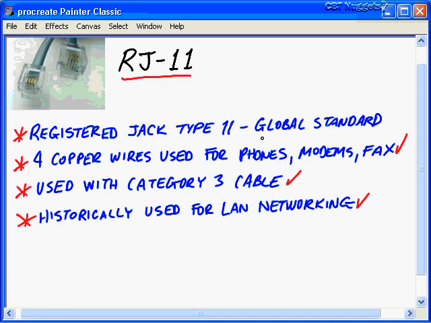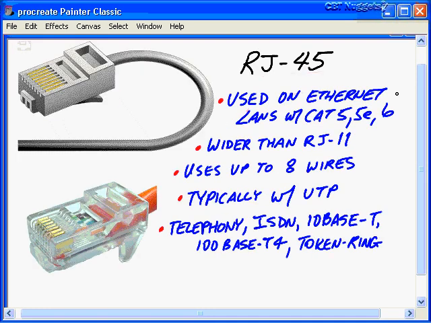What you're seeing now is the RJ45 standard connector. Let's take a look at that one. The RJ45 jack is the one we've been looking at in most of the diagrams previous to this. RJ45, Registered Jack 45, is really the industry standard that's used on your Ethernet LANs, specifically with Category 5 cable, Category 5, and Category 6 cable.